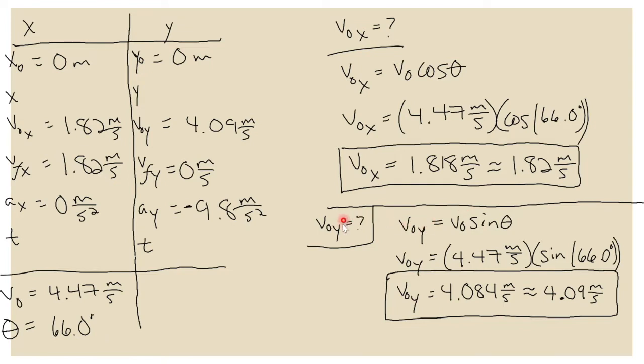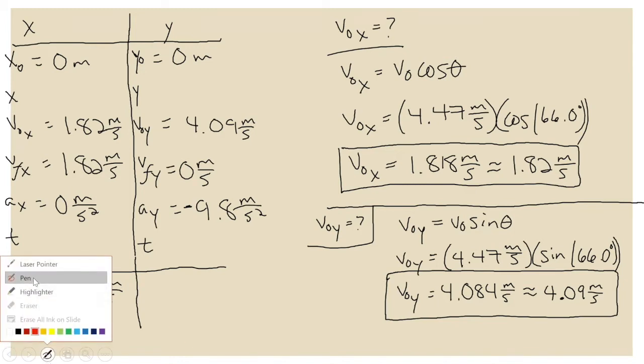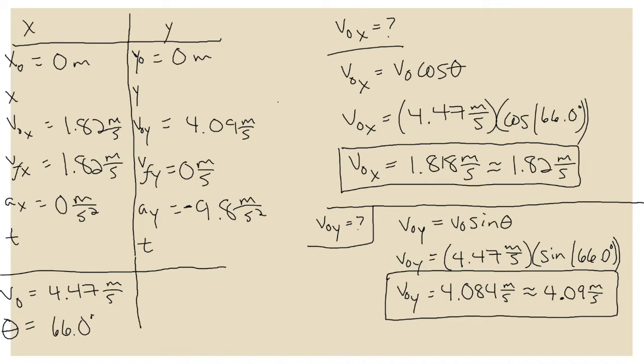Moving on then, I calculated V naught Y, and V naught Y is V naught sine theta. So I took my initial velocity, 4.47 meters per second, multiplied it by the sine of the angle here, which was 66.0 degrees. And when you do that math, you get an initial vertical velocity, V naught Y, of 4.084 meters per second, which is very obviously not equal to 4.09, right? That's 4.08 meters per second here. And so let's just fix that real quick. And so because our initial vertical velocity is 4.08 meters per second, we'll put that here, and now all is right with the world.